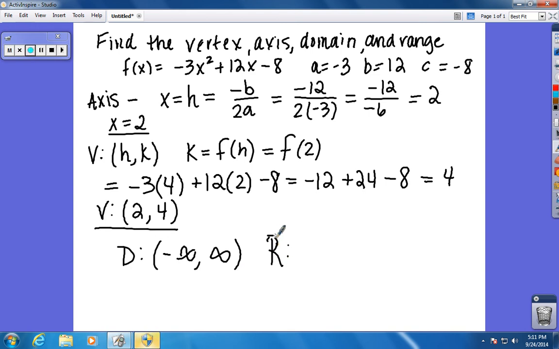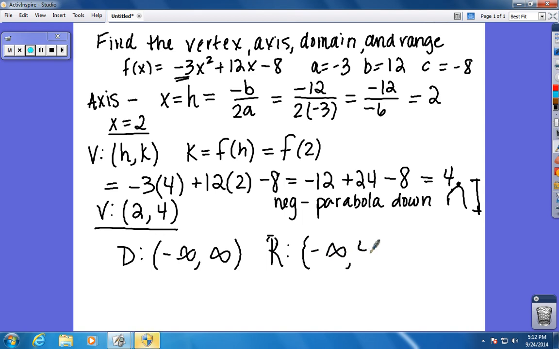If the lead coefficient in your f of x, which is negative 3, is a negative number, your parabola opens down. In other words, like this. So if our vertex is up here, our range is all values from our vertex all the way down to negative infinity. So this would be negative infinity up to 4.